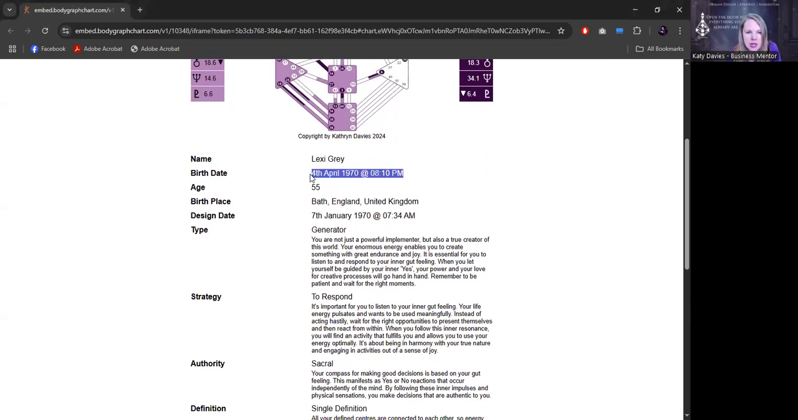Now, the reason the date is always put here is just to double check you have put in the right date, because sometimes we get mixed up between AM and PM, and sometimes it does make a difference. So don't worry necessarily about it, but just double check you have put in the right one.